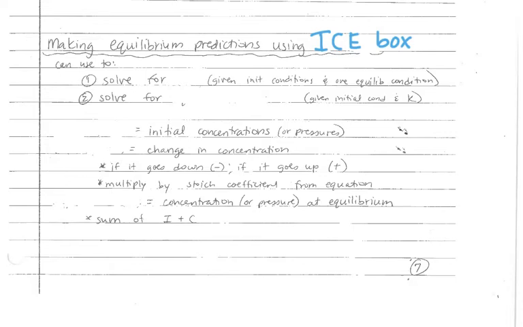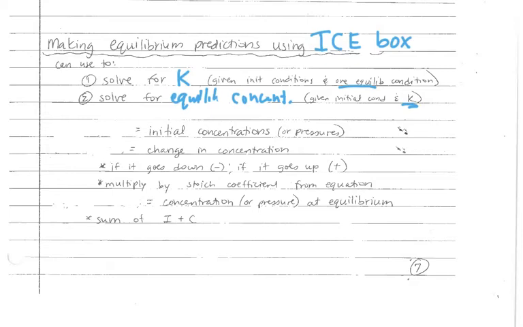We can use it to either A, solve for K, the value of the equilibrium constant, if we're given initial conditions and at least one equilibrium condition, or we can use it to solve for equilibrium concentrations if we are given initial conditions and the value of K already.